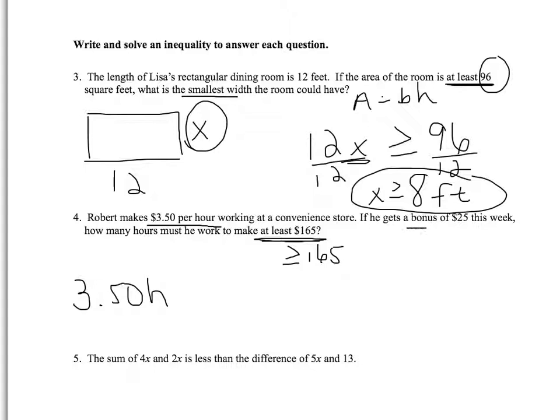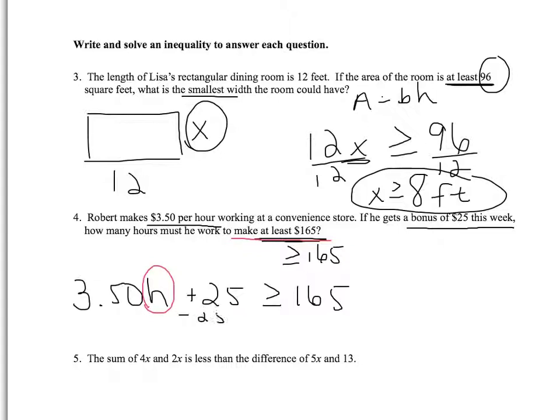He also gets a bonus this week of $25. This is like a fixed cost, so we're going to add 25. So with all of this amount, we want to know how many hours H he must work to make at least 165 total.